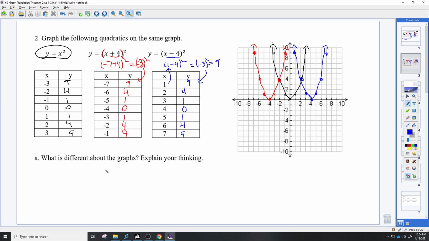Let's answer the question here. What is different about these graphs? So the original one starts right in the center, like we knew was going to happen, x squared. And then when we put a plus 4 in there, it shifts it to the left, which is kind of weird. It's backwards from what you would think. And when you put a minus 4 in there, it actually goes to the right. So this actually gives us a horizontal shift.